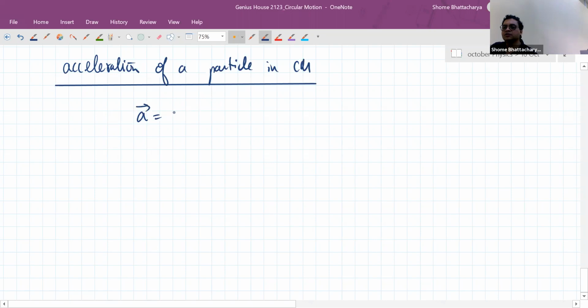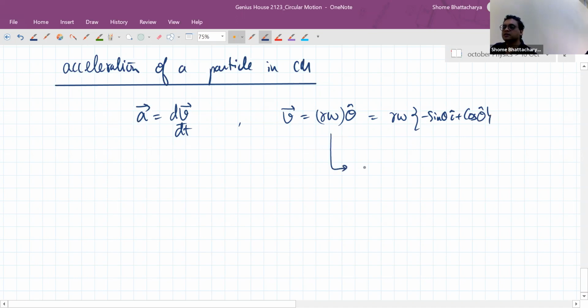So a is equal to dv by dt, the instantaneous rate of change. And recall what was v? v was R omega theta cap. Or we can also expand it and write it as R omega into minus sine theta i cap plus cos theta j cap. But I would prefer to keep it in terms of theta cap only, so that it's briefer. Now understand one thing, that R is a constant by definition. It is the circular motion condition.